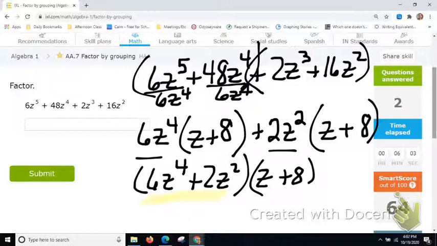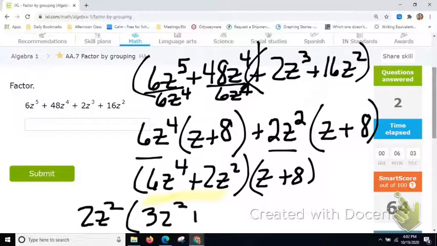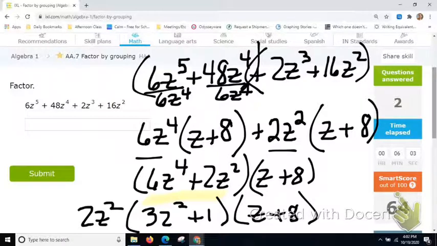So that I don't have to backtrack, I could just take it out of these two that have it in common and put 2z squared out here. And then this would be 3z squared plus 1 and z plus 8. And that's going to be what our final answer looks like. Now I'll do another one where I do it in the correct order.